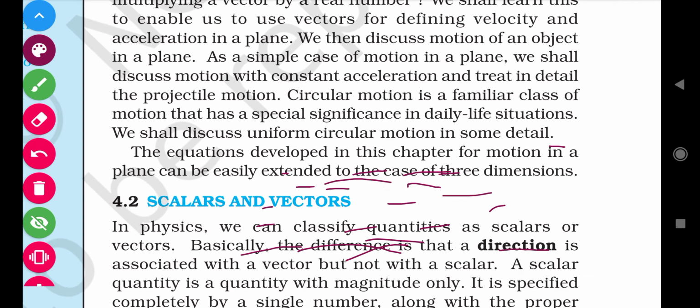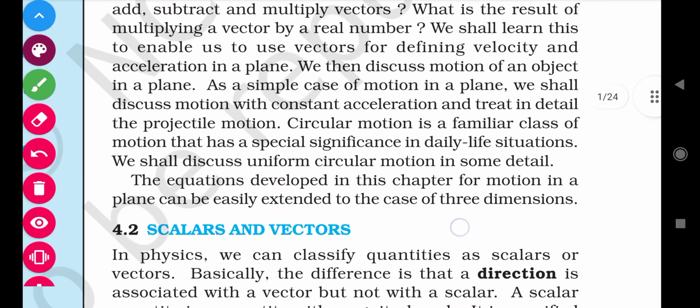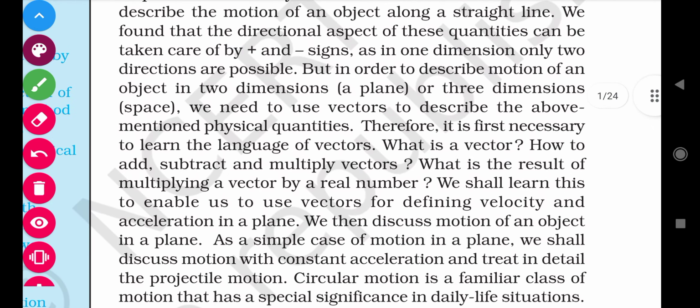Now the equations developed in the chapter for motion in a plane can be easily extended to the case of three dimensions. If we are able to find the equations for two dimensions, then with a little maths we can modify them for three dimensions. So if we understand 2D, it will be very helpful for us to understand 3D. So this was all for this paragraph.